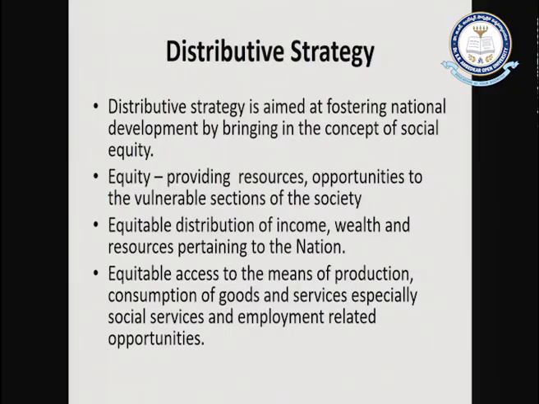At the same time, we also need to see that there is equitable distribution of income or the chances to earn the income effectively, wealth, and resources pertaining to the nation. Most of the people, even now in our country, are economically poor because they do not have the chance of utilizing the resources due to various factors or conditions.